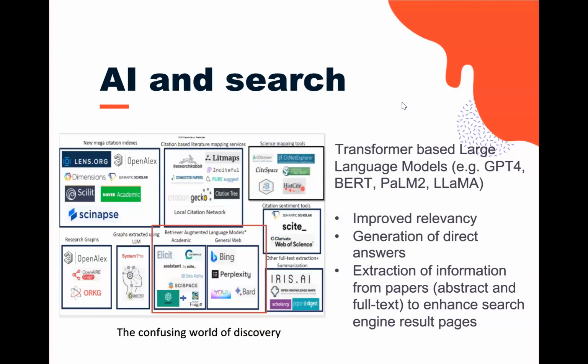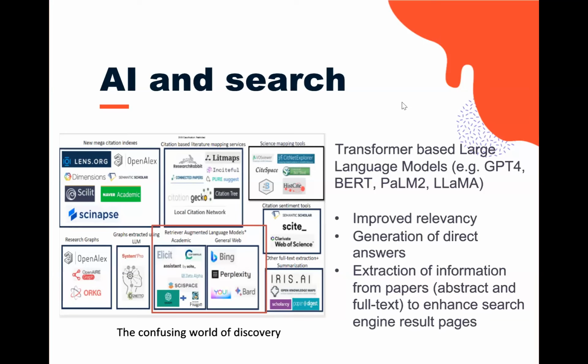Since the pandemic, there have been many new innovative discovery tools emerging. For example, there's been a class of tools that I call citation-based literature mapping services that allow you to discover relevant and similar papers using citation relationships. This is due to the huge availability of open scholarly metadata, and these tools include ResearchRabbit, Litmaps, Connected Papers, Citation Gecko, and more.